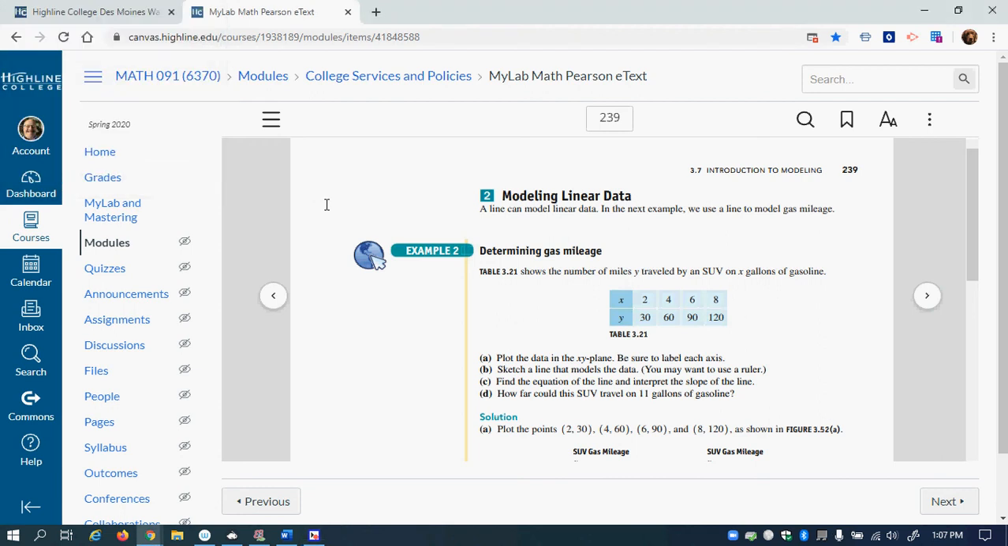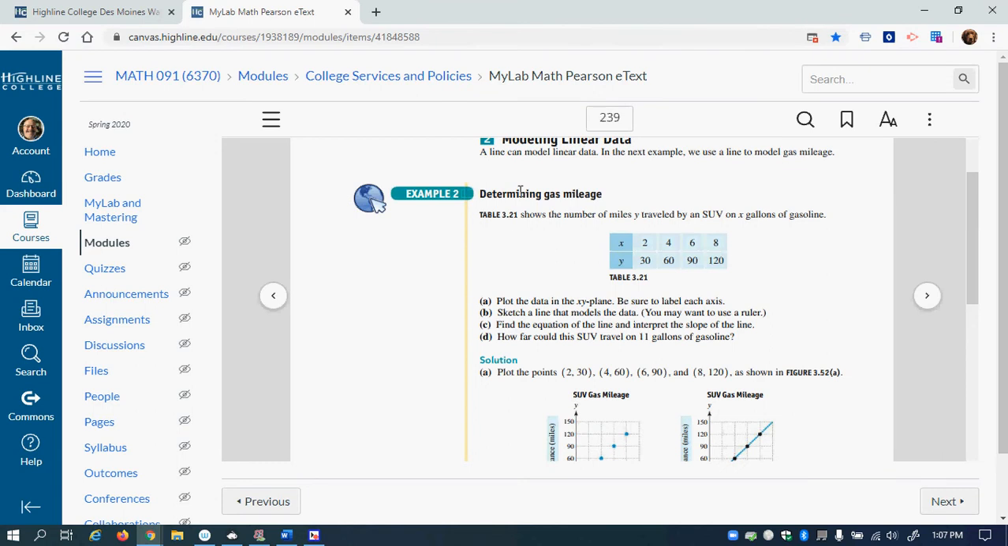So this is section 3.7, and it's modeling linear data. Let's take a look at example 2. This could be a nice one because it's a line that can model linear data that we use to model gas mileage. So we're determining gas mileage.